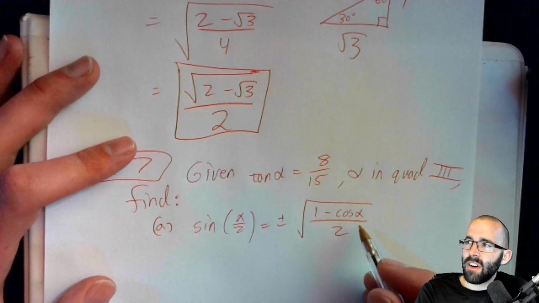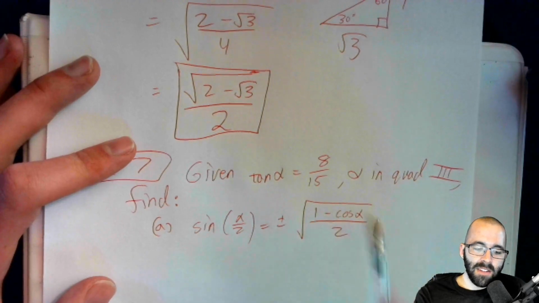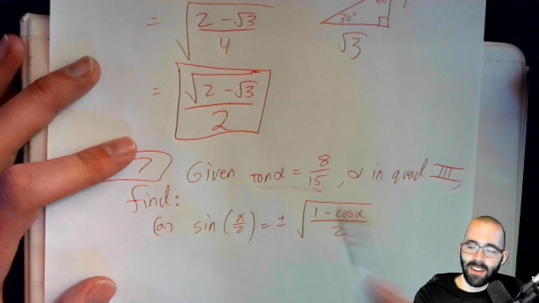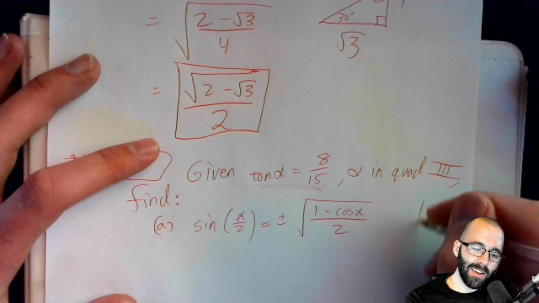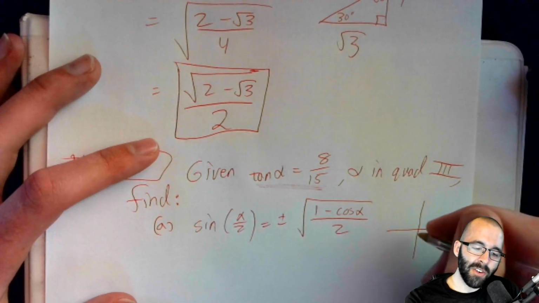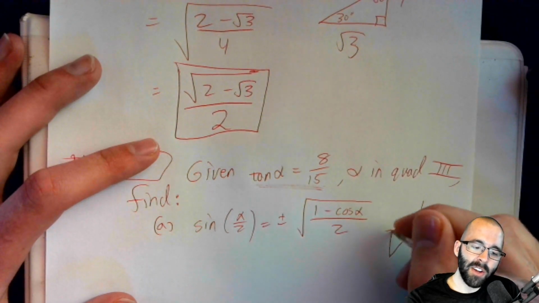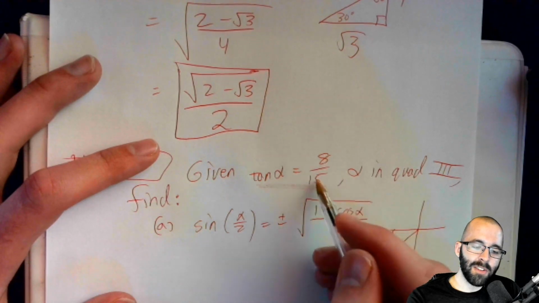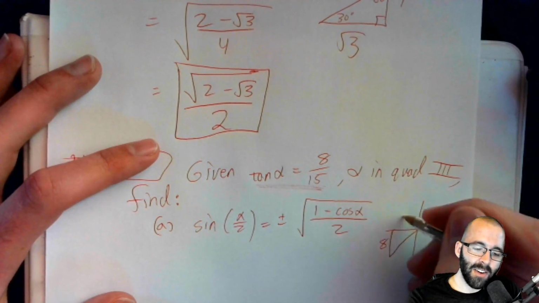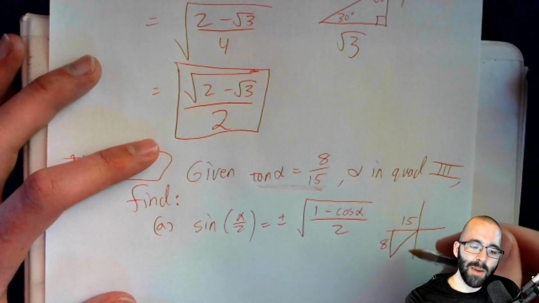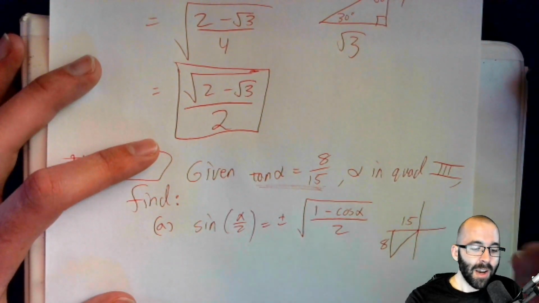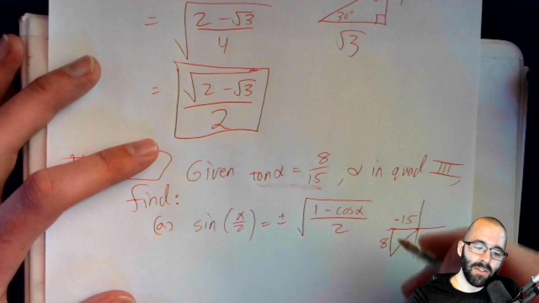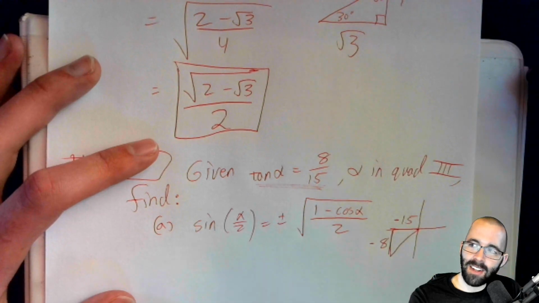Well, we don't know what cosine of alpha is here, but if we draw a triangle, it's all the way back to chapter 7. Our angle's in the third quadrant, so draw a triangle in the third quadrant. Tangent of alpha is opposite over adjacent, 8 over 15. What's the hypotenuse? We're going to have to use the Pythagorean theorem. Also, we're going to the left, so the x-coordinate's negative. We're going down, so the y-coordinate's negative.